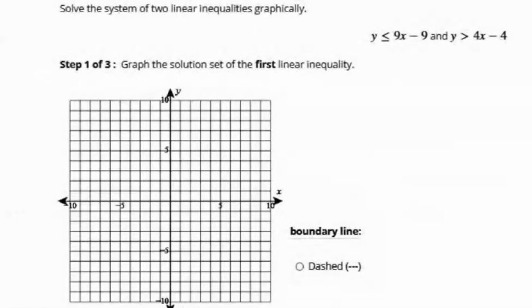So it would just be a matter of graphing these as if they were equal and then choosing the correct line. So here our y-intercept is negative 9. So that's right there. And the slope is 9/1. So it's over 1, up 9 right there. And then over 1, up 9 right there. And this is less than or equal to, so we're going to use a solid line.